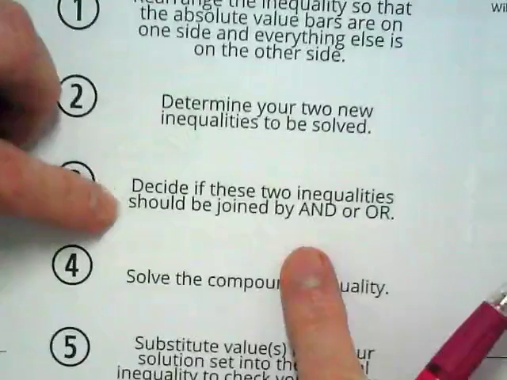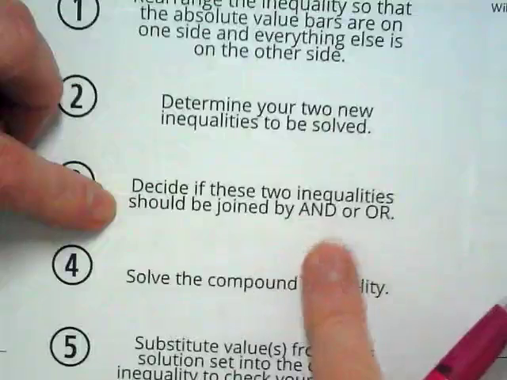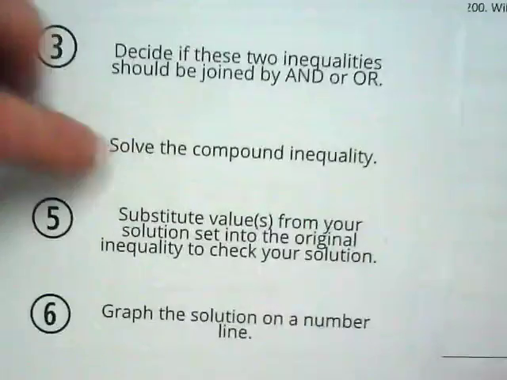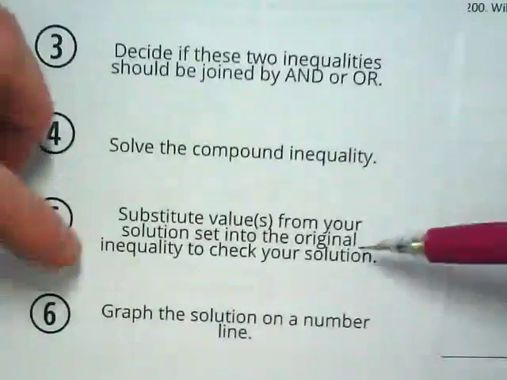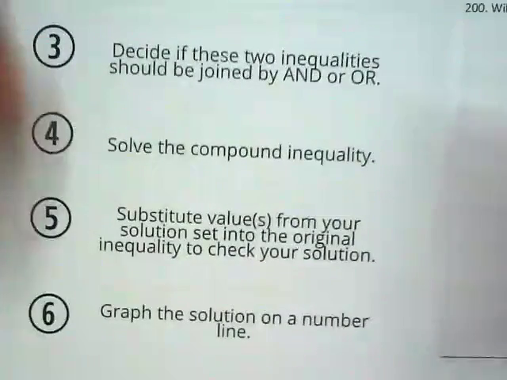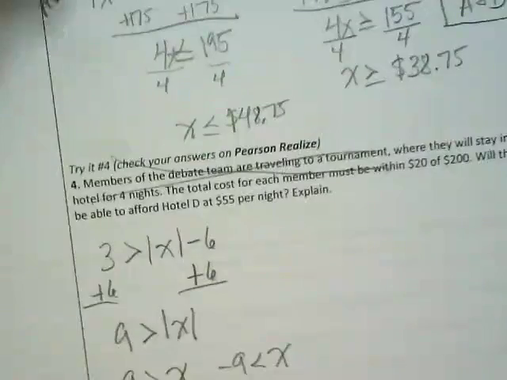And then 3 says decide if these two inequalities should be joined by "and" or "or." And here's my problem with it. I never even think about it until I'm graphing them, because once you're graphing them, it's really obvious if it's an "and" or an "or," right? And this is saying solve the compound inequality, substitute values in, and then graph it. And I would say do the "and" or "or" at the end, because it'll be pretty obvious. Let's go ahead and graph this one.